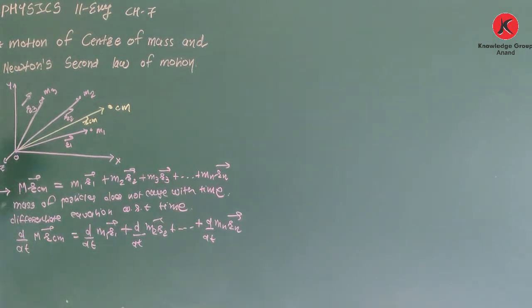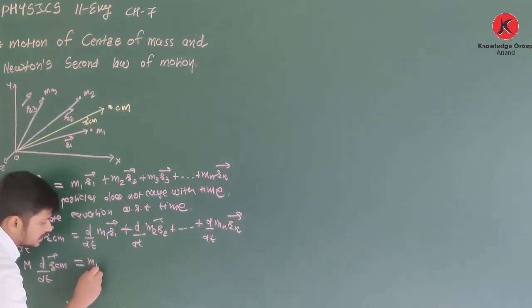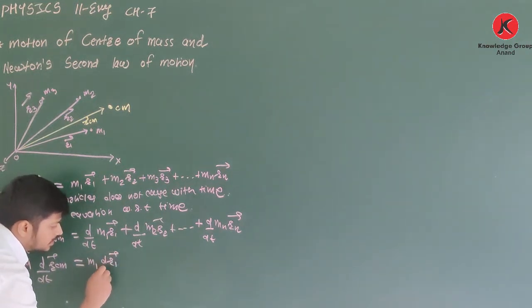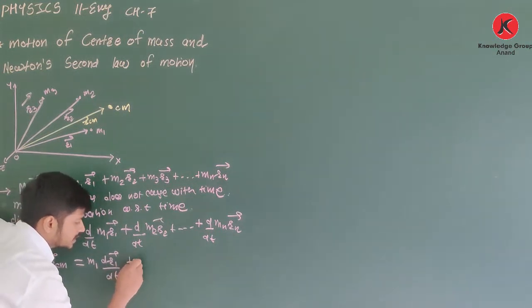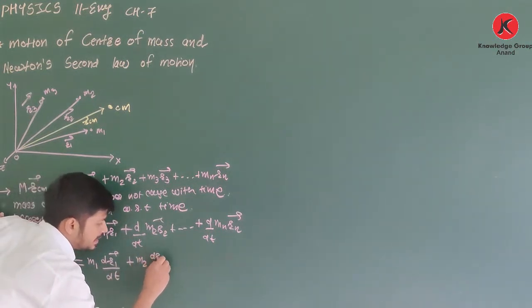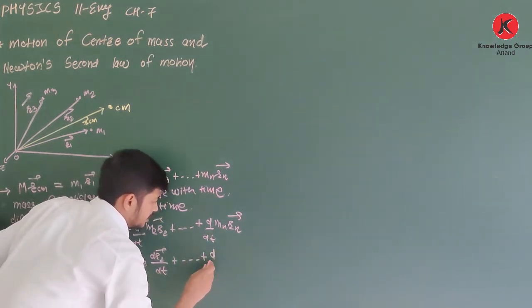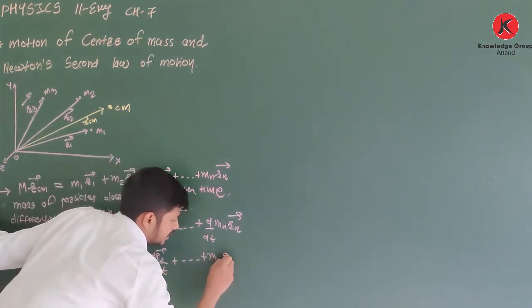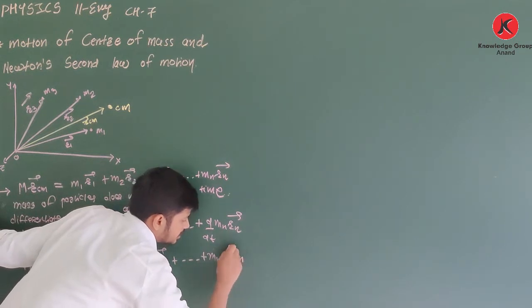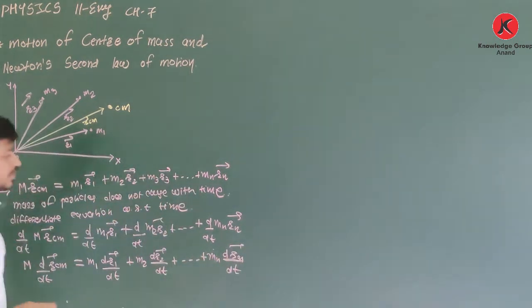So how to write this equation? I can write this equation as M d upon dt of r center of mass is equal to m1 dr1 upon dt plus m2 dr2 upon dt plus so on, mn drn upon dt. Clear about this equation? Yes, it's simple.